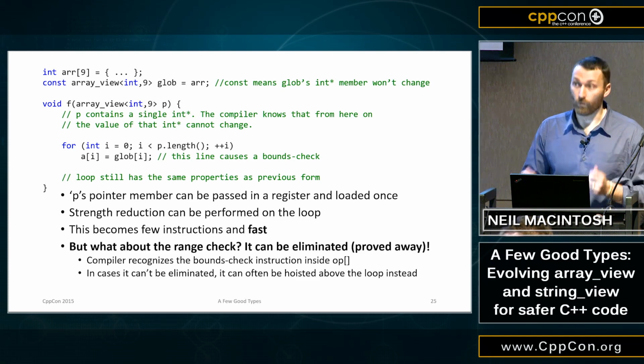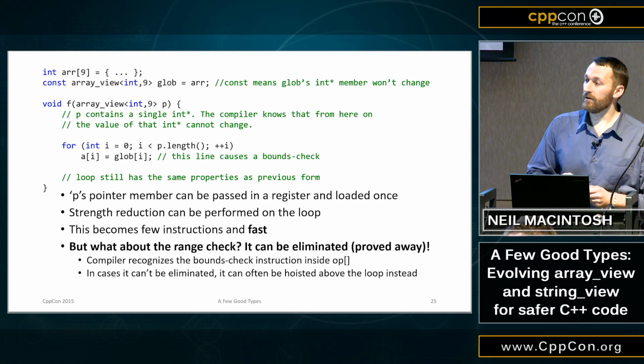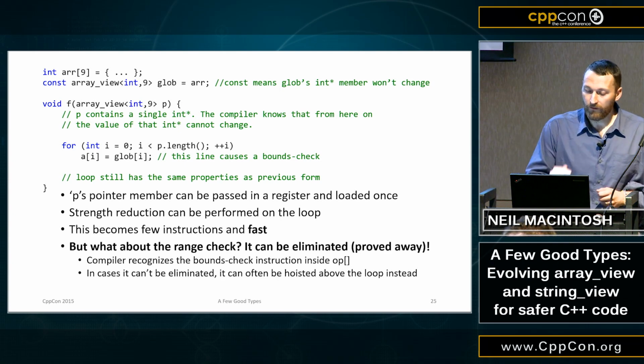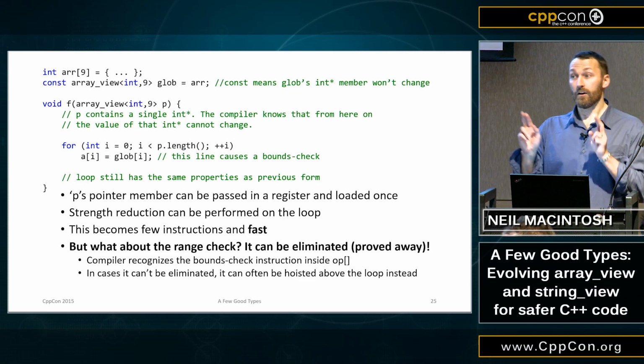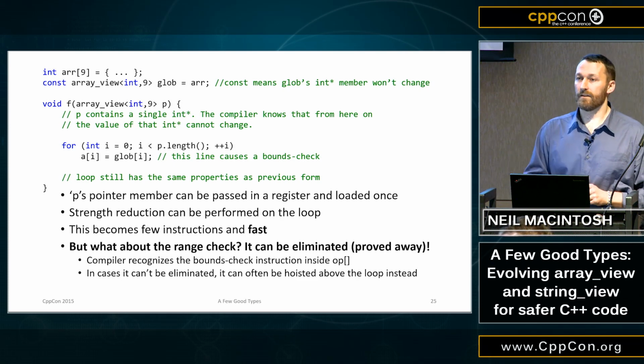Now, you can't always make that optimization, but it turns out you often can. In the cases you can't make that optimization, you can often hoist it above the loop and do the range check once. So what we have here is an example of a case where the optimizer can completely remove any costs associated with array view. So the abstraction becomes 0 cost in this case.